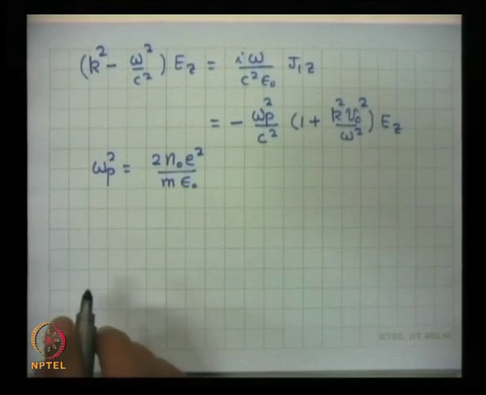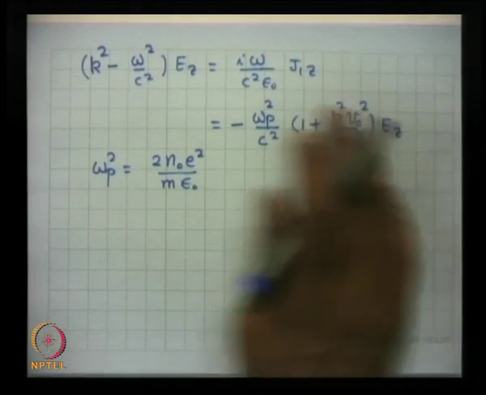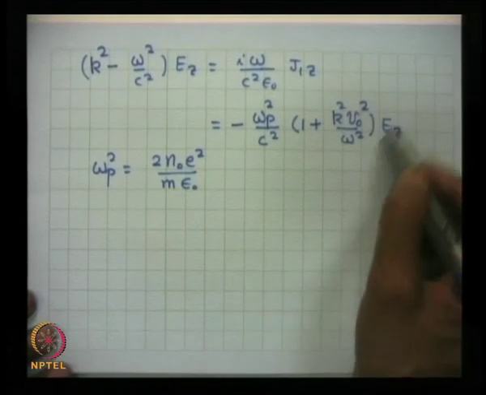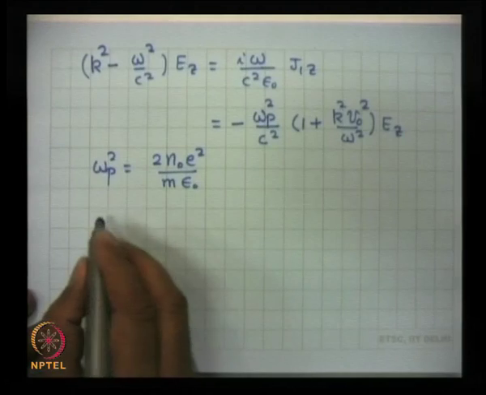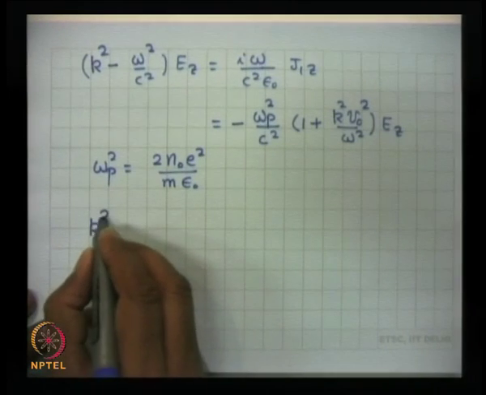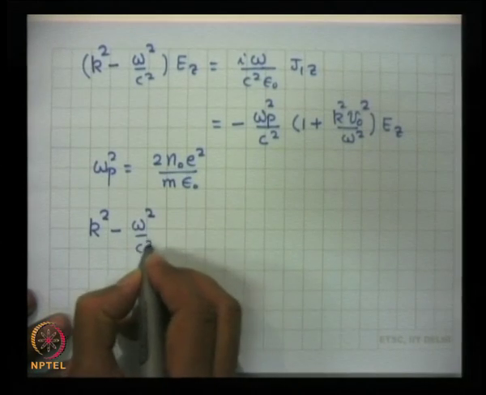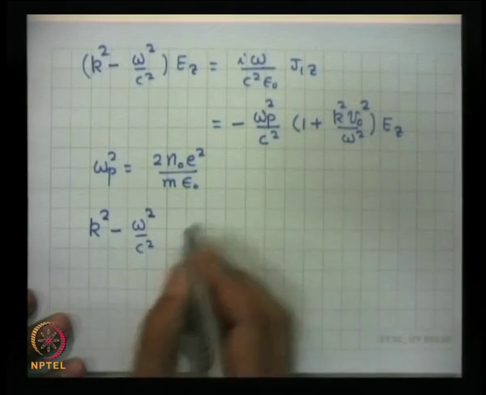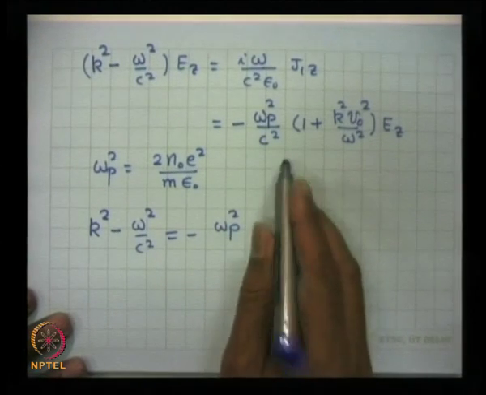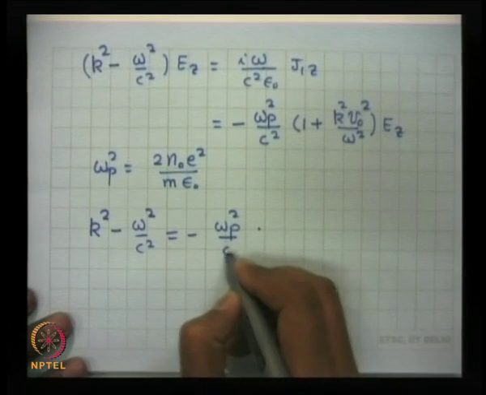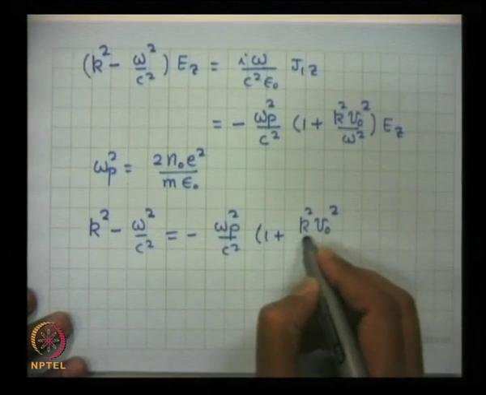This is the equation. If there was no beam, it gives you k square. The dispersion relation you can obtain by cancelling the Ez, and you get the dispersion relation. So, the dispersion relation that you get is k square minus omega square by c square, well, this term I can put here, is equal to minus omega p square by c square into 1 plus k square V0 square by omega square.